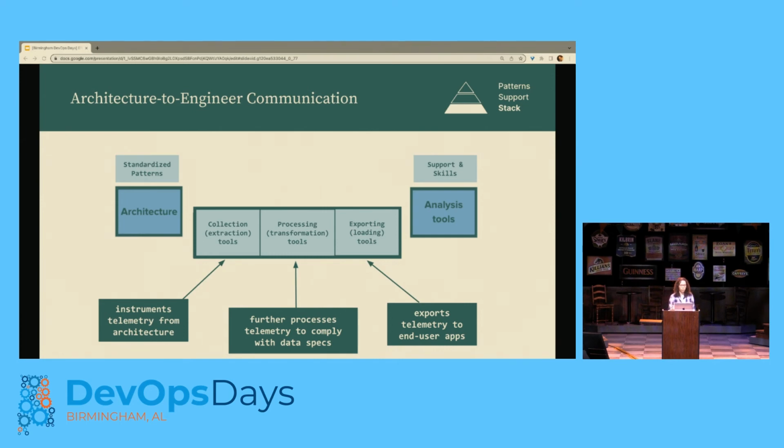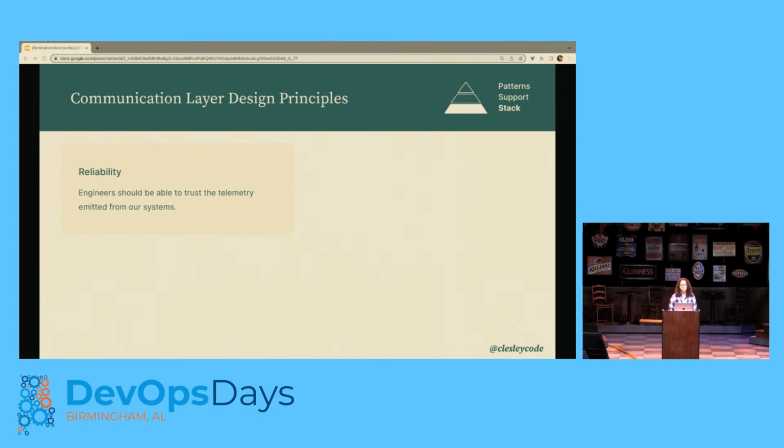So first, let's talk about 2 important design principles that should guide our stack. The first is that our communication layer should be reliable. In addition to the actual data pipeline being reliable, reliability here also means that the telemetry itself is reliable. So that means in addition to minimizing data loss and duplicate data, we want to make sure that our data is accurate and complete. And completeness should always be defined by our standards that we talked about earlier.